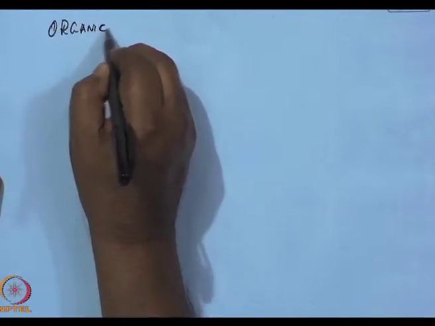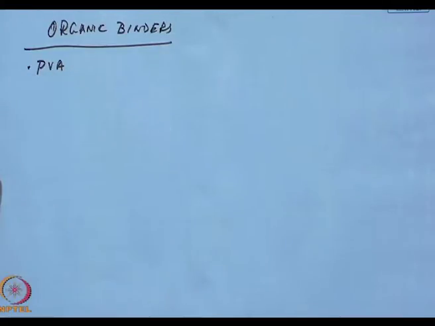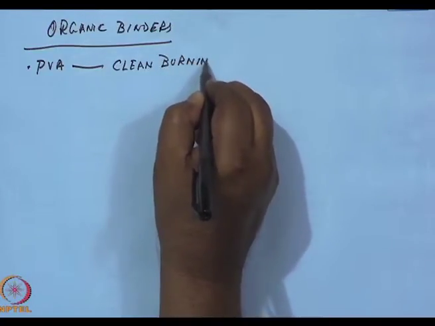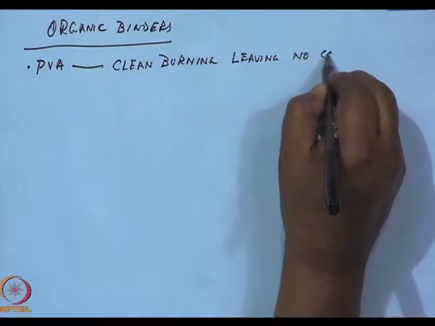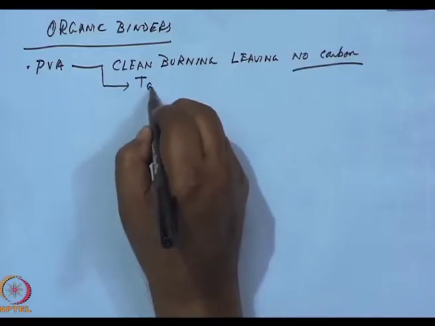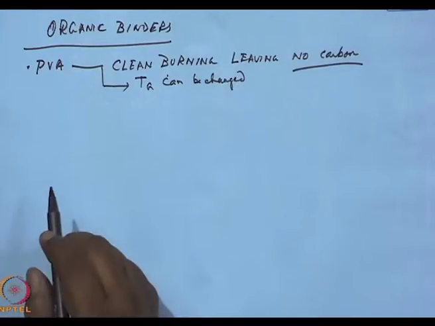The organic binder list is obviously huge, so I shall deal again with certain classes. PVA stays on the top of my list. I'll tell you why a little more. But one of the biggest things, two reasons, is that it is clean burning. So when the ceramic material is fired, it burns cleanly, leaving no carbon. That's one advantage. The second advantage is the glass transition temperature can be changed. I talked of this briefly yesterday and I shall again talk of it today.